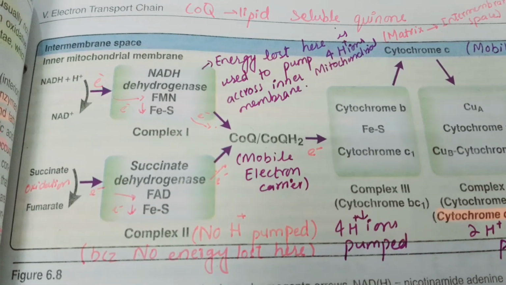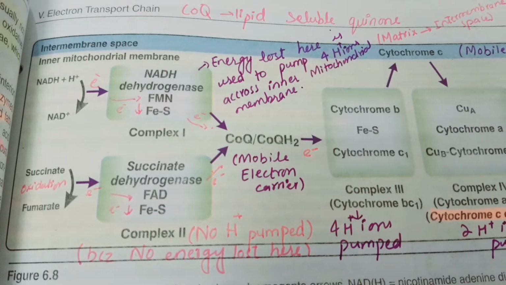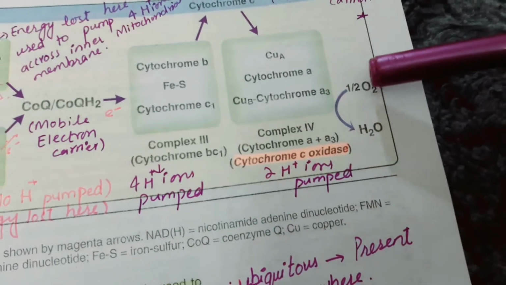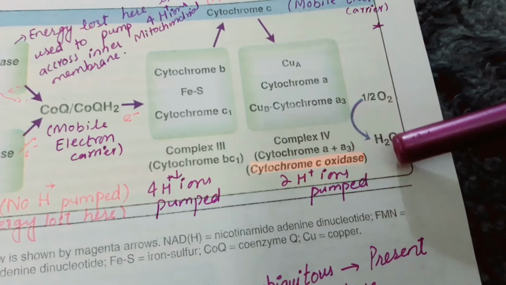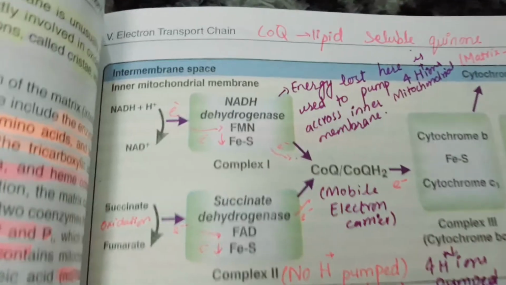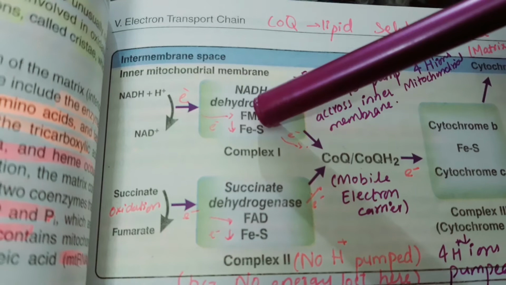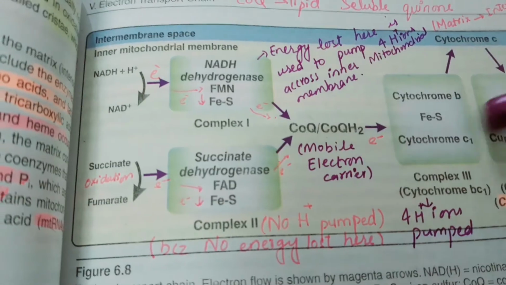There are four complexes that are used to transfer electrons across the inner mitochondrial membrane, and these electrons are used by oxygen, and oxygen is then reduced to a water molecule. This is the intermembrane space. Here lies the inner mitochondrial membrane. Here four complexes are present.